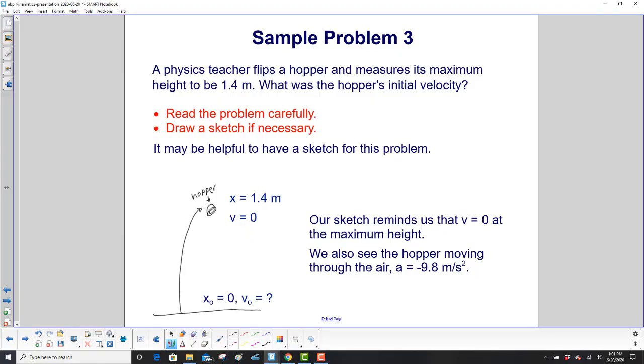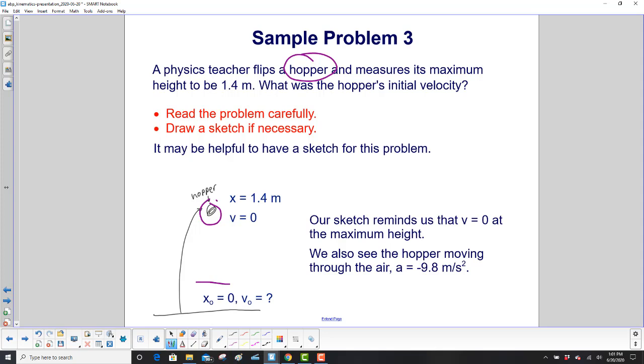Sample problem 3, and hopefully your physics class has these little hoppers. They're like a little tiny thing about the size of your thumb, made out of some kind of rubber plasticky thing that you press down and then it unpresses itself and springs up into the air. And you measure the height, and then what you can do is find the hopper's initial velocity, which is kind of neat. So our steps, let's draw a sketch.